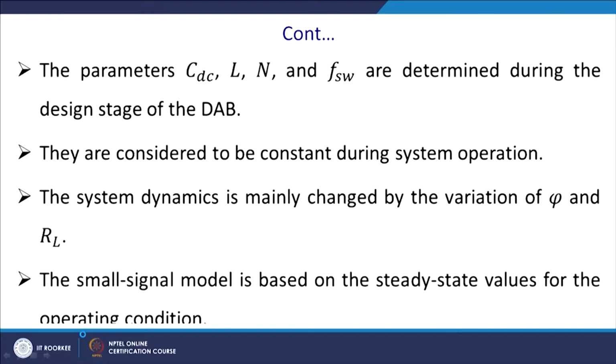So, from this observation we can say that the parameters, this capacitor voltage, this inductor which mainly we have neglected, the turns ratio and the switching frequency are determined in the designing stage of this dual converter. So they are considered to be constant during the system operation. So we will have a constant frequency operation.